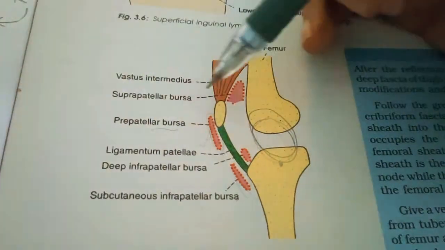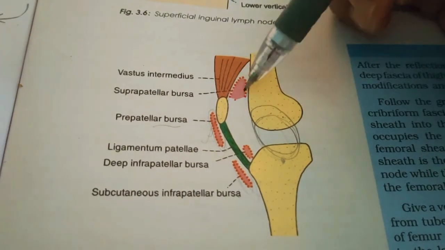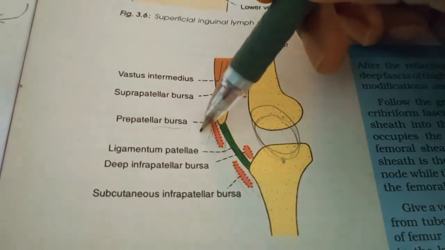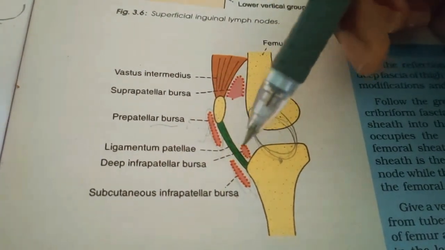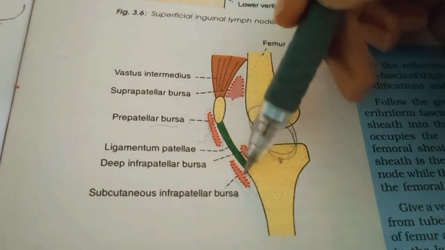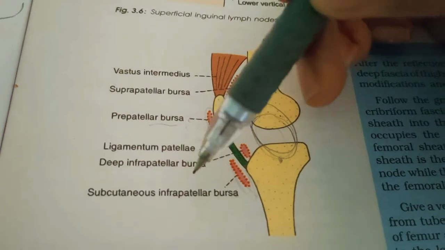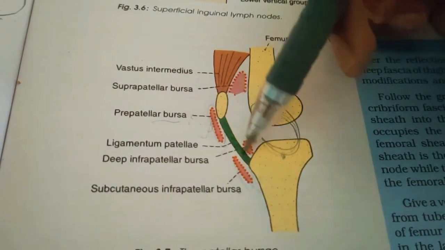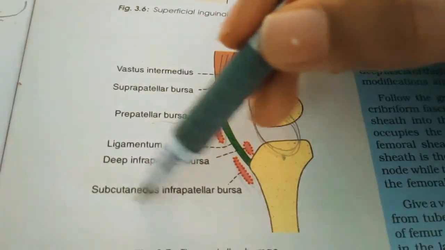You can also observe the suprapatellar bursa, which is above the patella, hence the name suprapatellar bursa. The prepatellar bursa is in front of the patella, so prepatellar bursa. Next you have the deep infrapatellar bursa. Infrapatellar because it lies deep to the ligamentum patellae, so deep infrapatellar bursa. Next, coming to subcutaneous infrapatellar. Infra means lower, so lower to the ligamentum patellae, so subcutaneous infrapatellar bursa. Why subcutaneous? You can feel it.